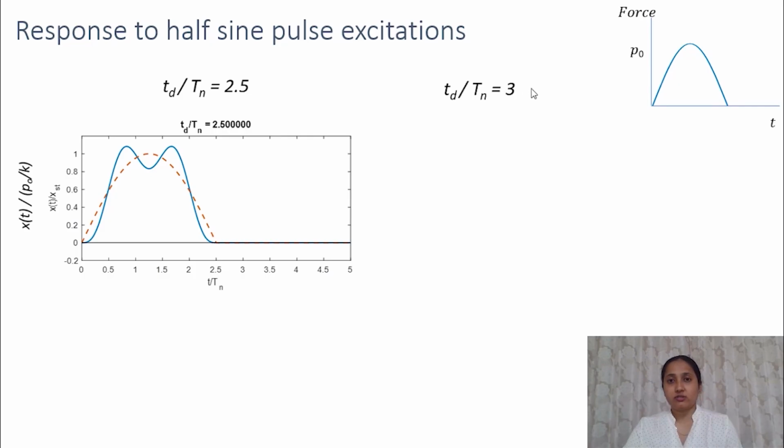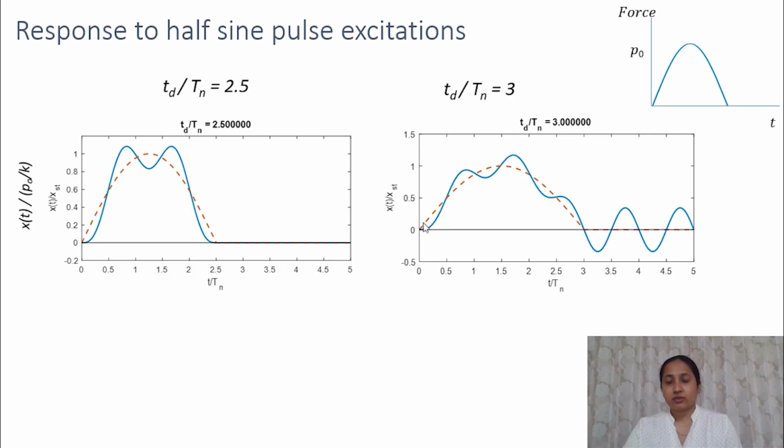When Td by Tn is equal to 3, the response is this. Here, the maximum amplitude is during the forced vibration, and the free vibration continues with a reduced amplitude. So the maximum amplitude during the forced vibration is reducing as the duration of the pulse is increasing. When Td by Tn was smaller, this amplitude was higher. As the Td by Tn values increase, the amplitude during the forced vibration reduces.